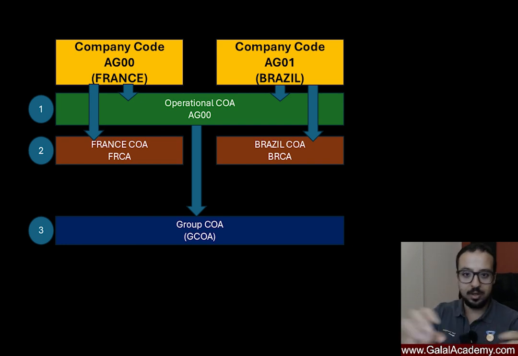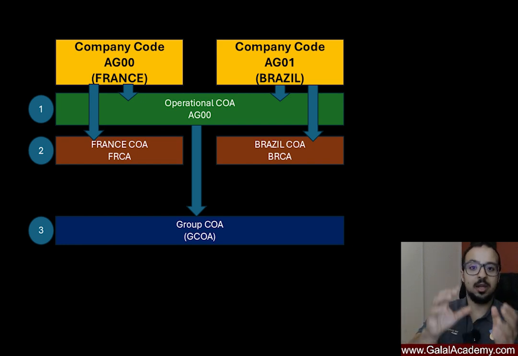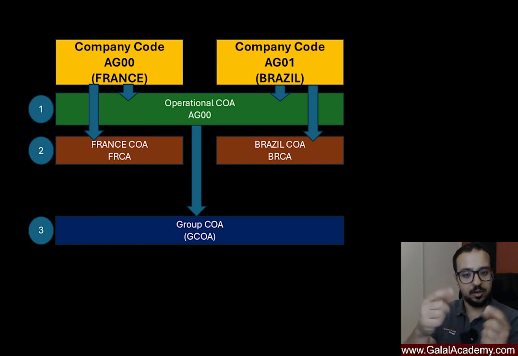It is the one that we share between all the different company codes. This is the business concept. In SAP, we assign an operational chart of account to each company code. So we can have one that we assign to all company codes, or if you have specific needs to assign a different operational chart of account to a company code, you can do so.